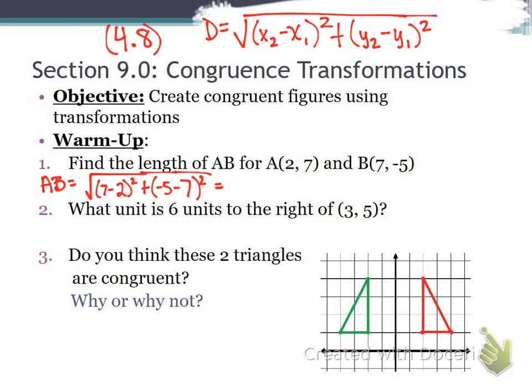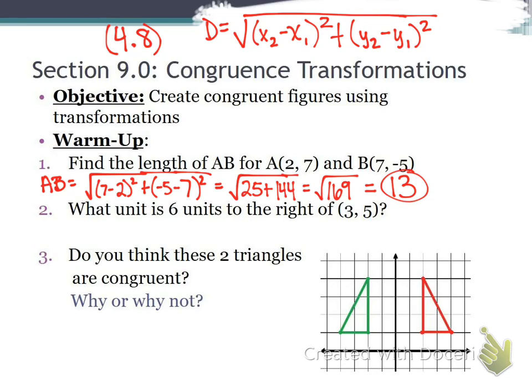All right, if we take 7 minus 2, what do we get? And then we square it. 25, plus -5 minus 7. It's -12. Square that, a positive 144. Add them together, we get 169. The square root of that is 13. That is our distance. Questions about that process? Okay.